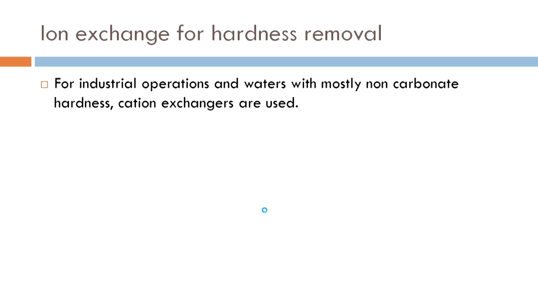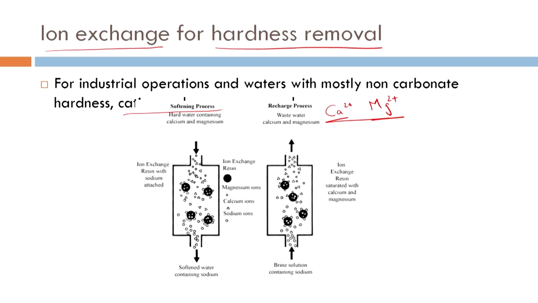So, let us move on. Ion exchange, okay, on industrial scale we use ion exchangers. So, we use cation exchangers. Why? Obviously because Ca2+ and Mg2+ are cations, and in industries, hardness can wreak havoc with respect to their piping and the boilers, that is why we have to remove them.